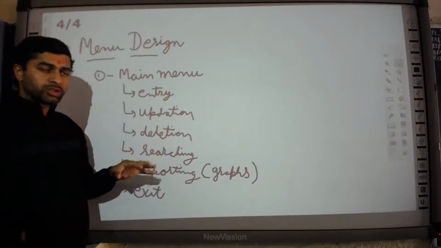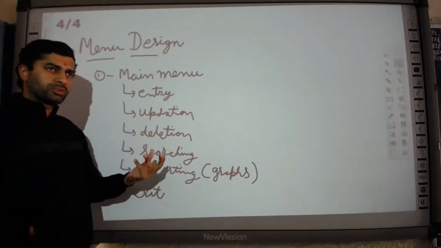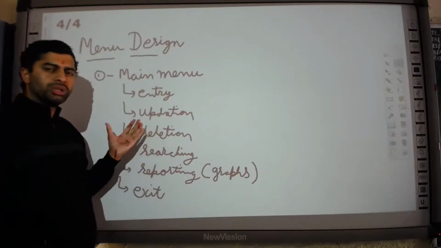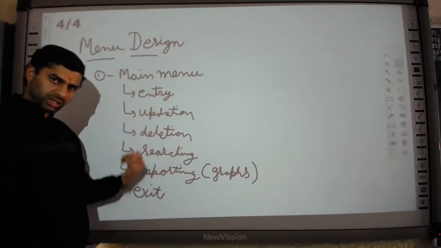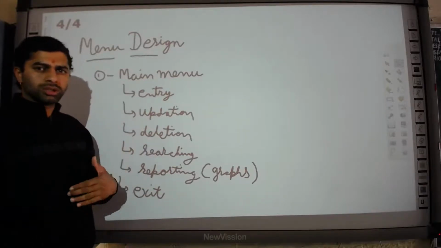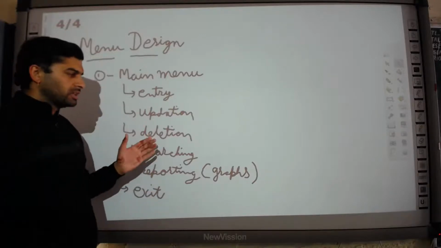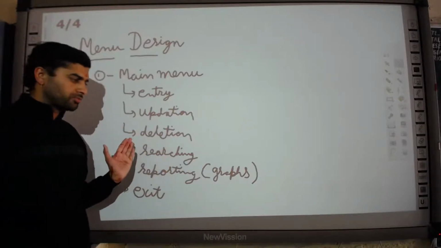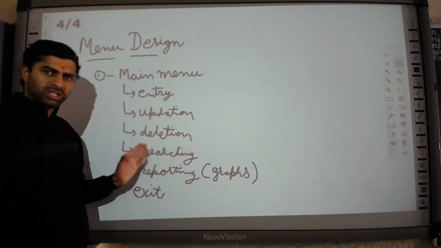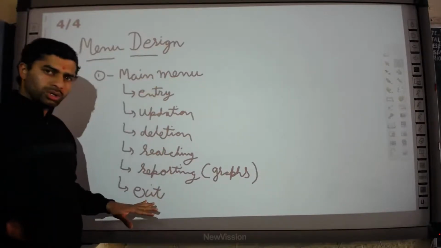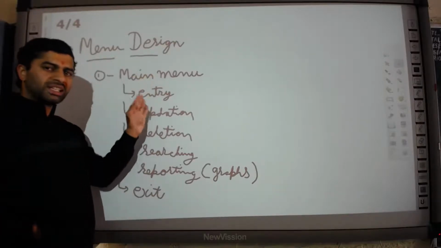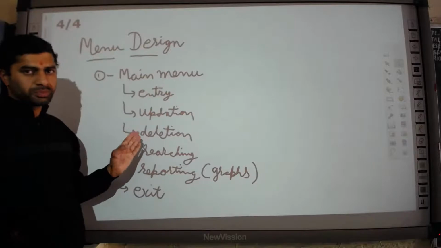Now, depending upon your domain, you can have more options. Suppose you are working with library management, then you can have the option of issue and return in this main menu. And suppose you are working on a bank management system, then you can have the option of fund transfer and other things. So this menu can change, but this is the basic menu. You can add more things, but should not delete any point from this main menu.